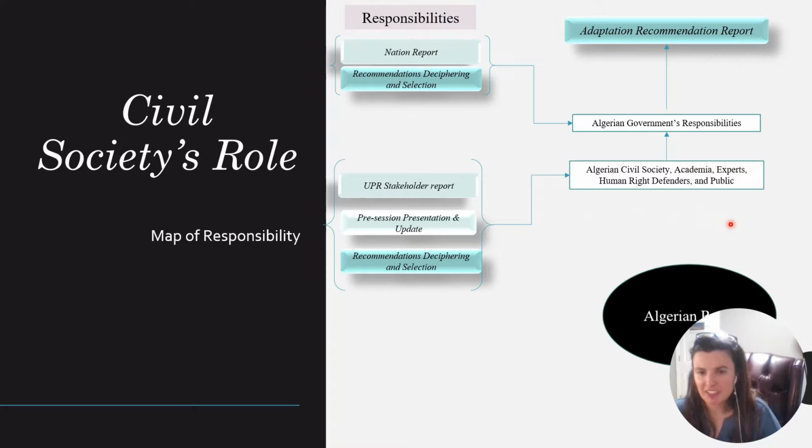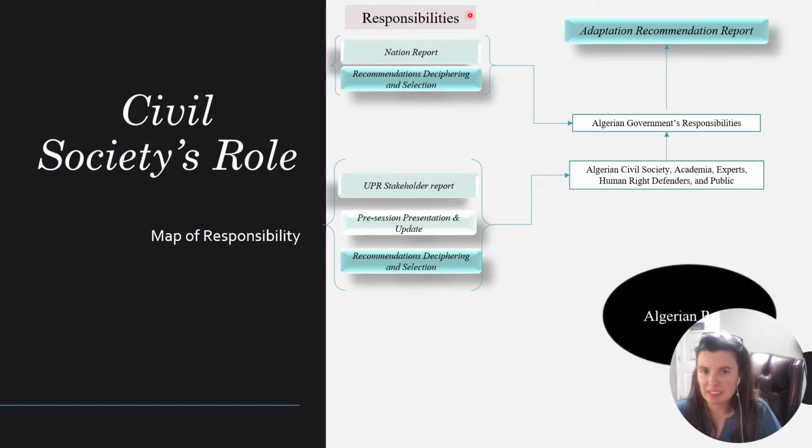Okay, so here is a diagram of responsibility. Again, these diagrams do not really exist anywhere. I made them because the UN website is huge and full of information, and it's sometimes really hard to get organized or to see things clearly. So I made a visual flowchart for us so we can follow.